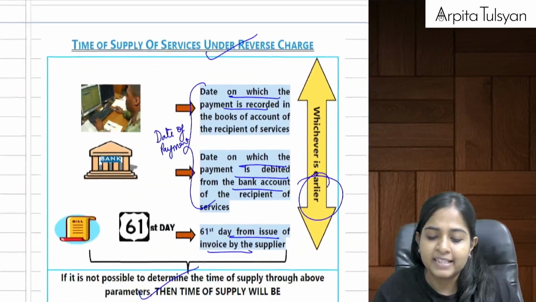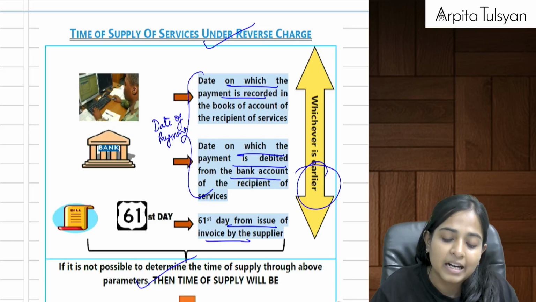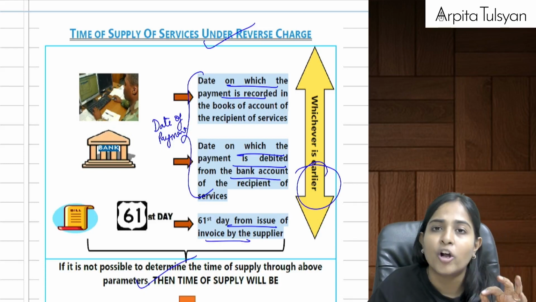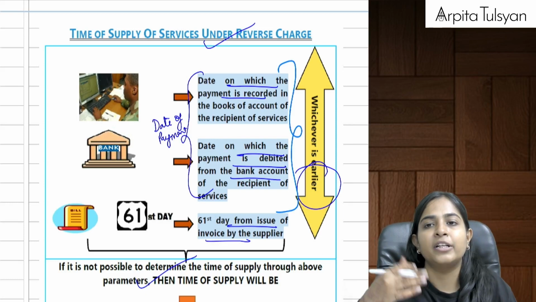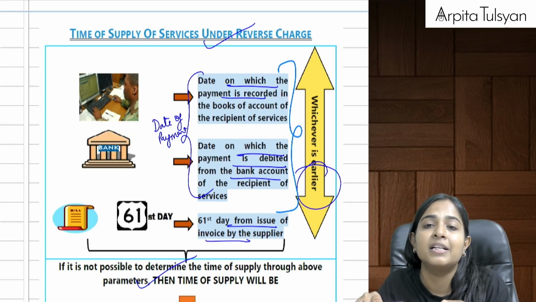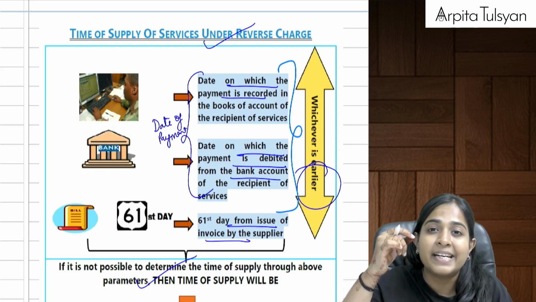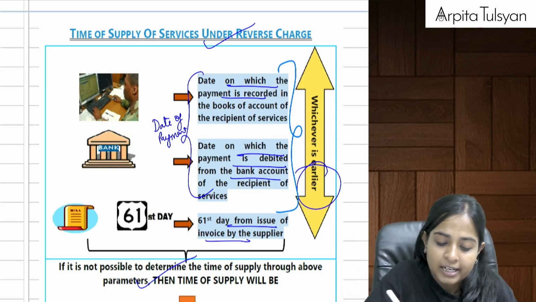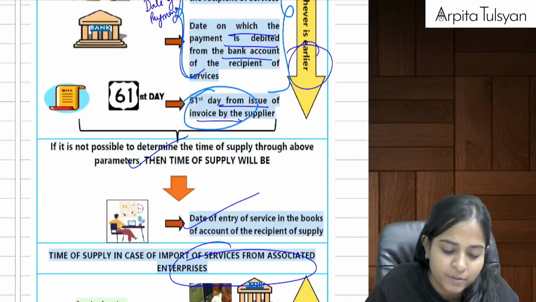Chalo, can we try this from the chart? Time of supply of services under reverse charge mechanism. Normal reverse charge: the date of payment. This is from the point of view of the recipient. So, the date when the recipient has recorded the payment in his books of accounts, or the date when the amount has been debited from his bank account, whichever is earlier.